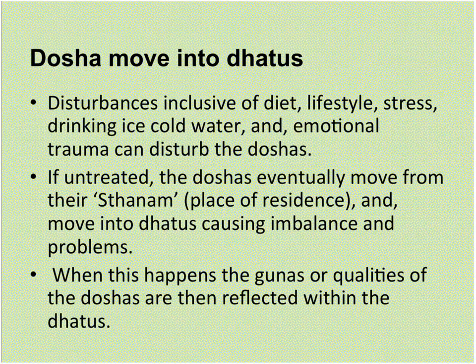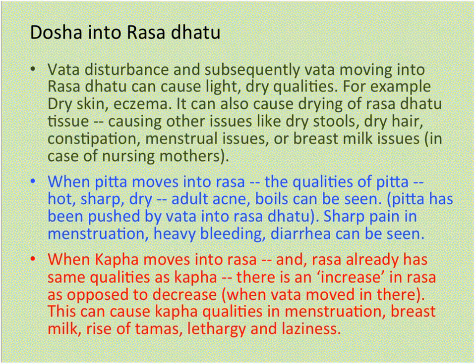When this happens, the gunas, or the qualities of the doshas, are reflected within those dhatus. For example, when Vata moves into Rasa Dhatu, the qualities of Vata move into Rasa Dhatu. So I have given this slide. When Vata dosha moves into Rasa Dhatu, Vata's qualities like dry and light get reflected into Rasa Dhatu. So we will get dry skin, eczema, even our lips become dry, the mouth becomes dry.